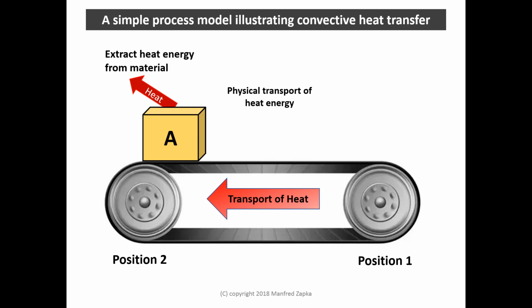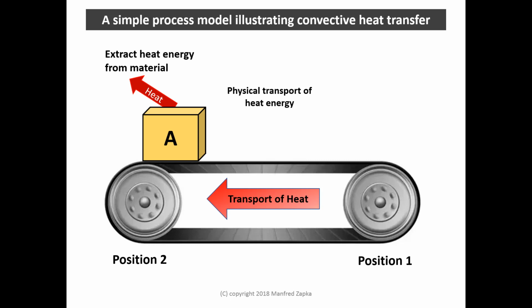The object A is placed on one side of the conveyor belt. Heat is added to the object A until the object A reaches a thermal equilibrium with the source of the heat. By adding heat, the object A has increased its internal heat.